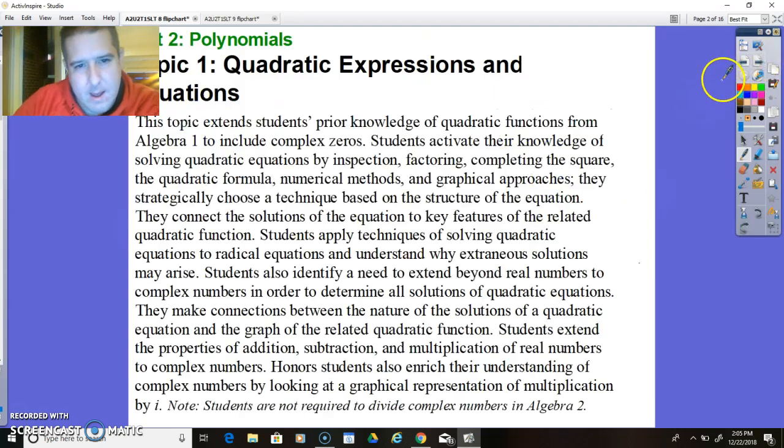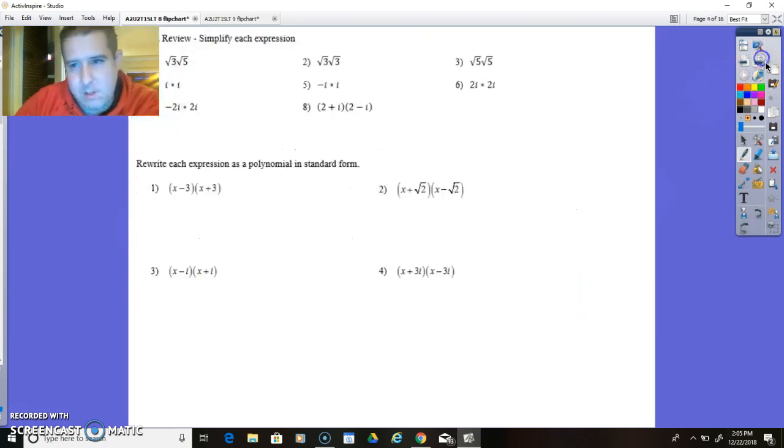All right, getting into what we need to talk about. So we're going to start off with the basics, just a review of multiplying. So multiplying radicals. Square root of 3 times the square root of 5 is square root of 15. Square root of 3 times the square root of 3 is the square root of 9, which is both positive and negative 3. So square root of anything squared basically eliminates and leaves you with whatever's on the inside.